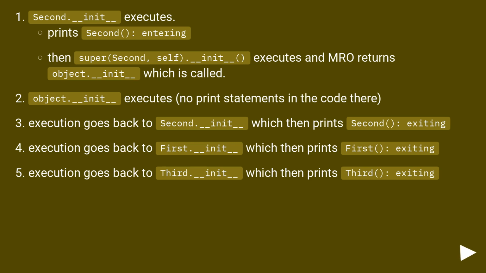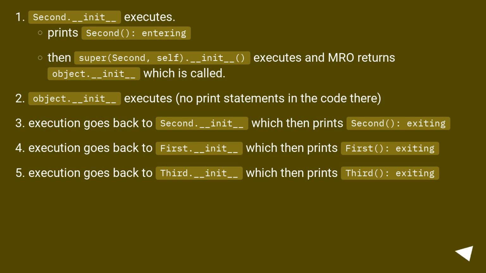Second.__init__ executes. Prints "Second: entering". Then super(Second, self).__init__ executes and MRO returns object.__init__, which is called. object.__init__ executes. No print statements in the code there.